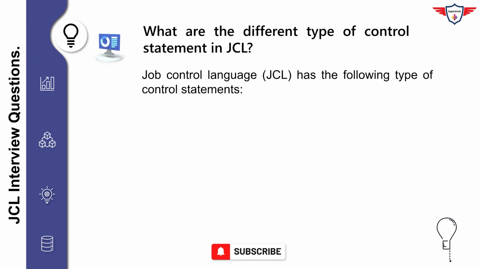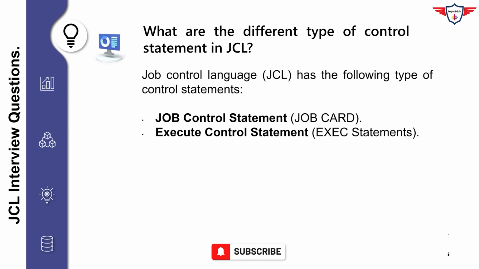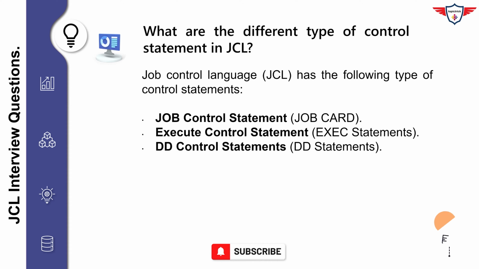What are the different types of control statements in JCL? Job Control Language, JCL, has the following types of control statements. First one is the job control statement, that is, the job card. Second one is the execute control statement, that is, exec statements. Third one is the DD control statement, that is, DD statements.